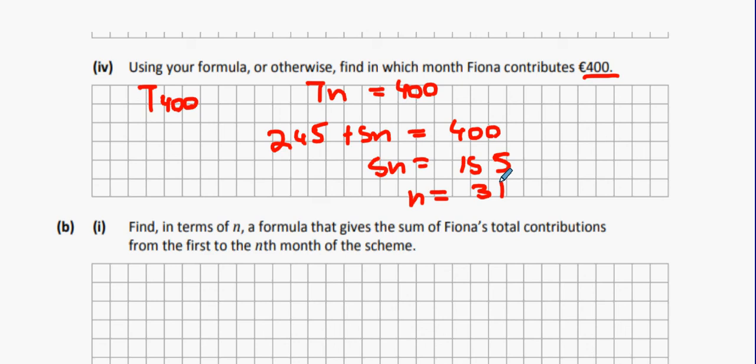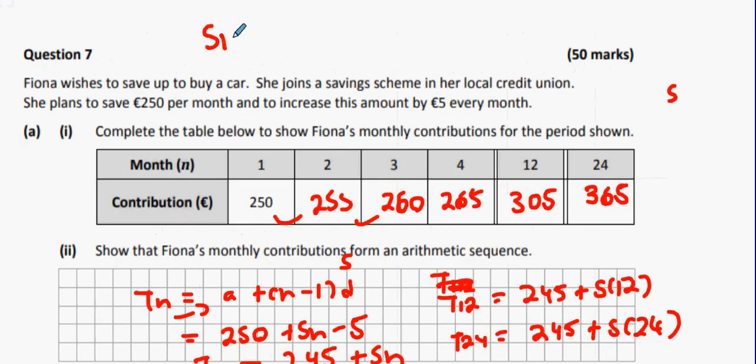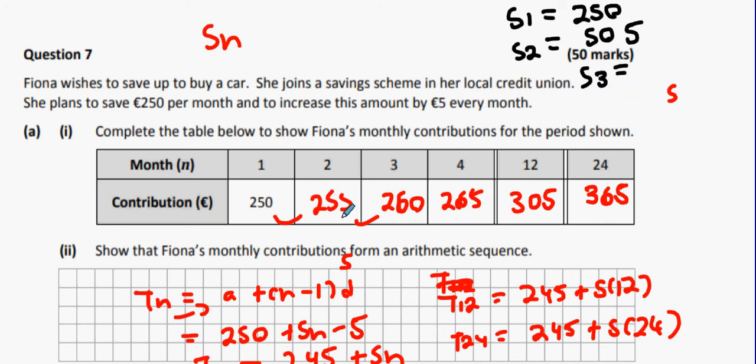Finally, here's the one we haven't done in a long time, and I need you to zone in here. This is the big one. There's something that's called the SN formula. Now let me explain what the SN formula is. S1 is 250. Everybody agree with that? What's S2? Add the first 2 weeks together and what do you get? 505. What is S3? Add the first 3 weeks together. It's how much you contributed in total.